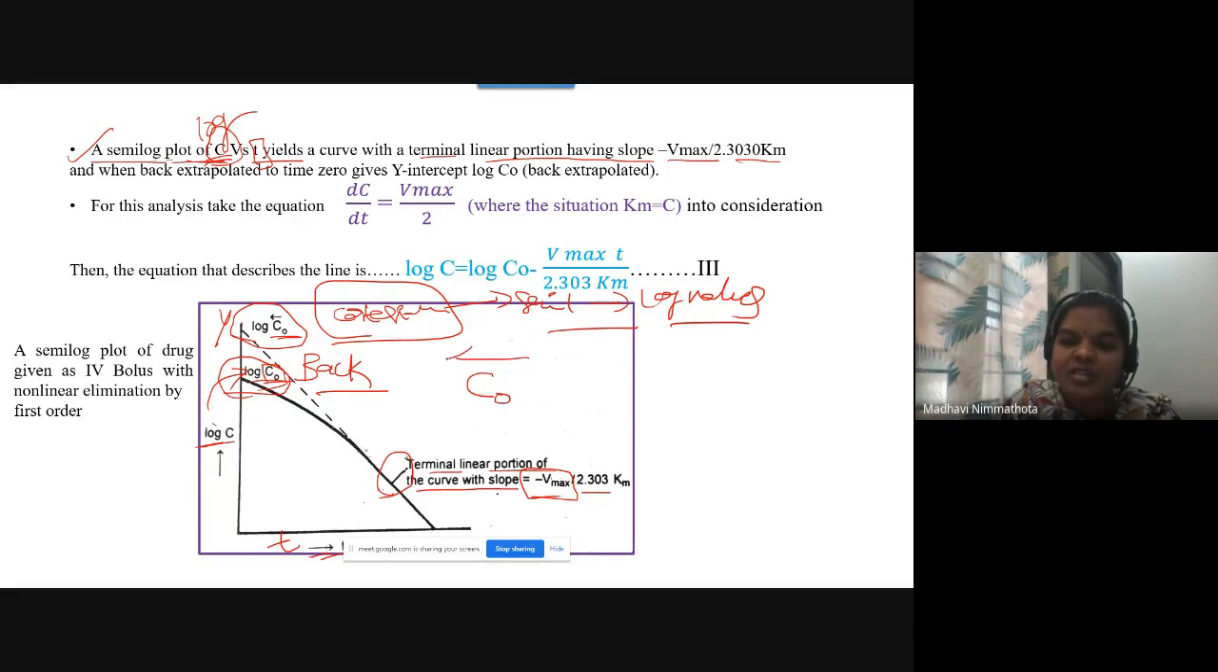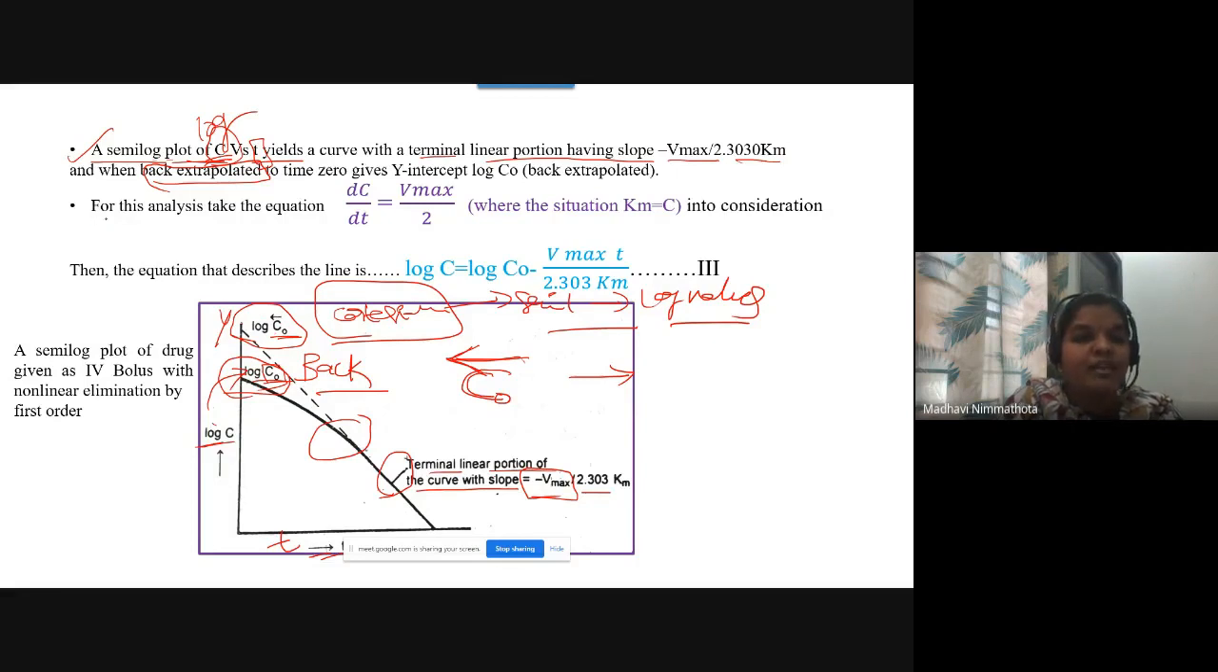Then what is this arrow mark? This is a forward arrow mark and this is a backward arrow mark. So this is C0 with a backward arrow mark, which indicates the back extrapolated line of the initial plasma drug concentration. So we will get this back extrapolated plasma drug concentration from this curved part. When you back extrapolate your line, you get the value of log C0, the back extrapolated concentration, that is C0 with the extrapolated symbol.